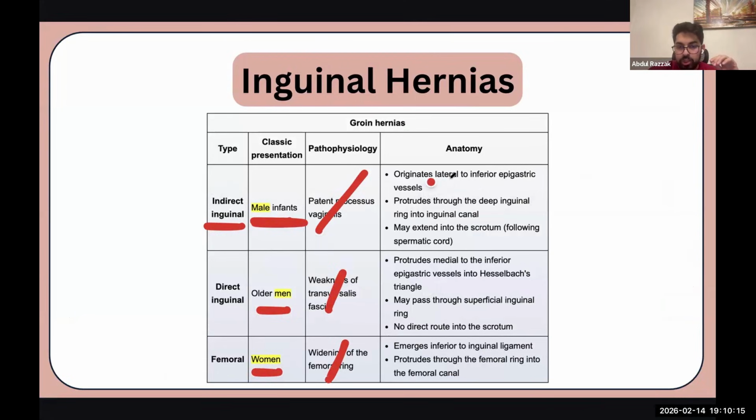Focus on its location or its orientation with regard to the inferior epigastric vessels, and whether it is protruding through the deep inguinal ring or not. If it's not, then it is a direct inguinal hernia. If it is going through the deep inguinal ring, then it is an indirect inguinal hernia.